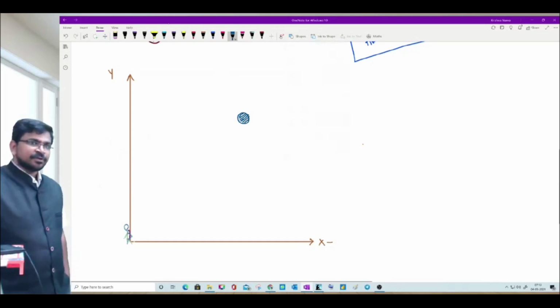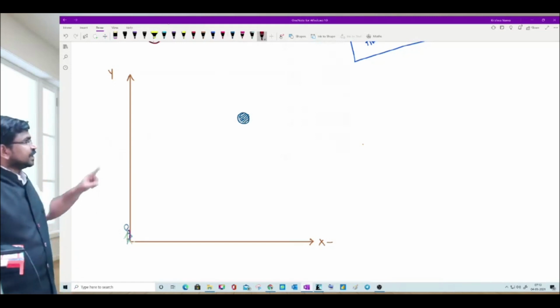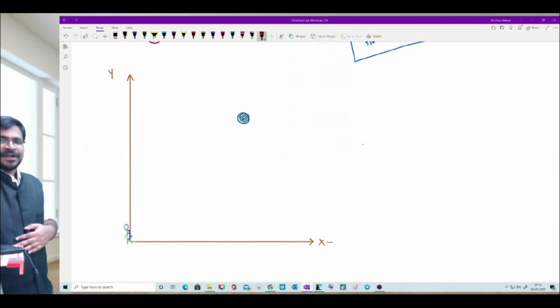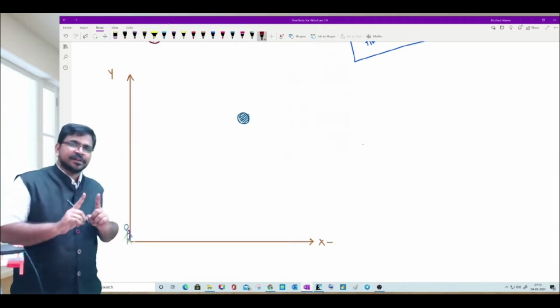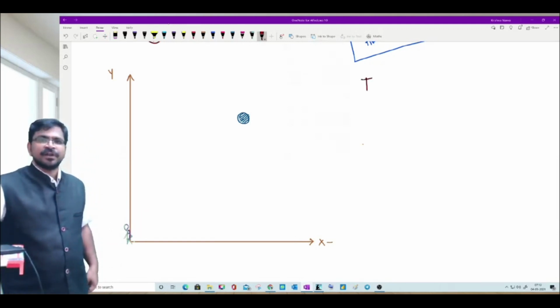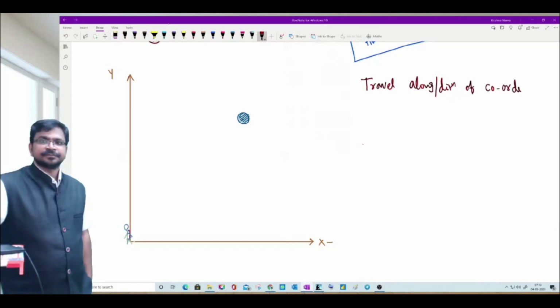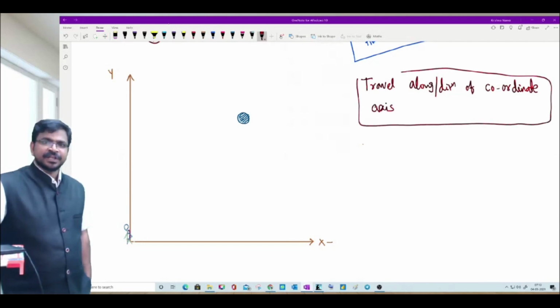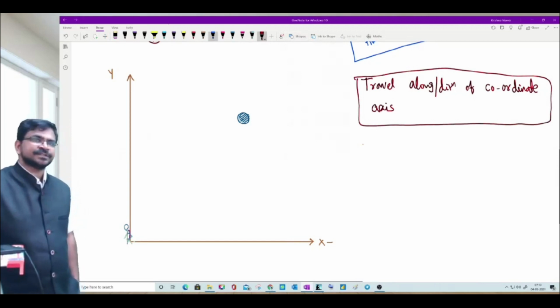And now you try to understand here. To reach that point, you want to travel only along the coordinate axis. Here the condition is you should travel along or along the direction of coordinate axis. This is the condition. So to reach that point, how can I travel the first case?